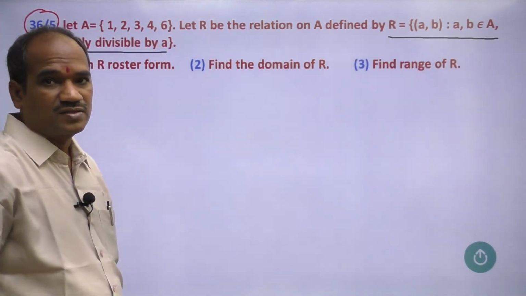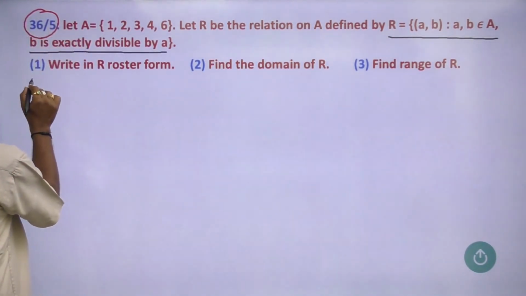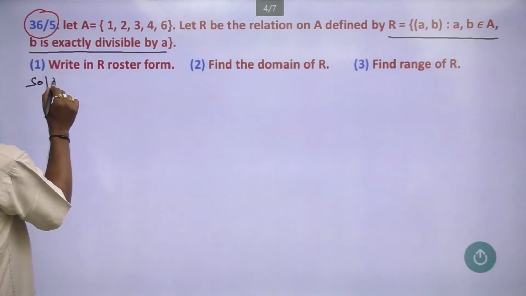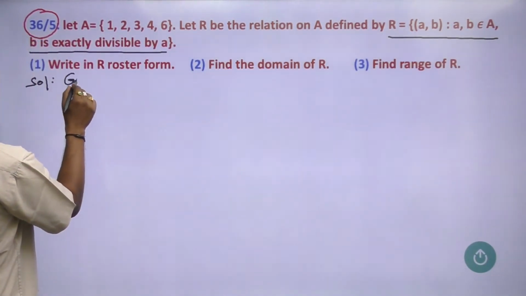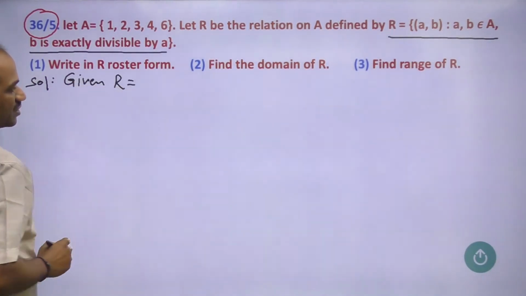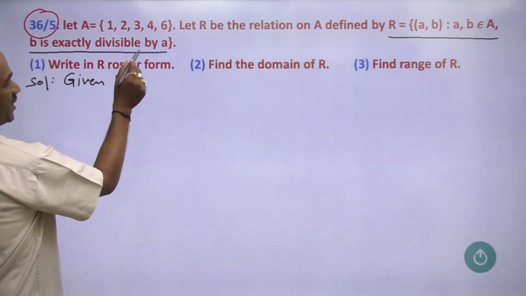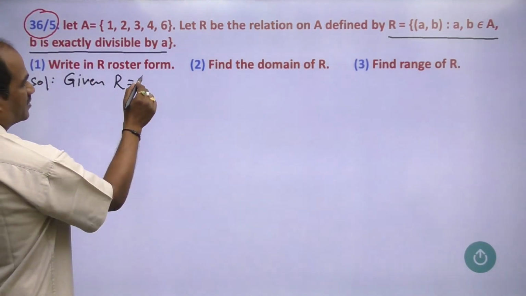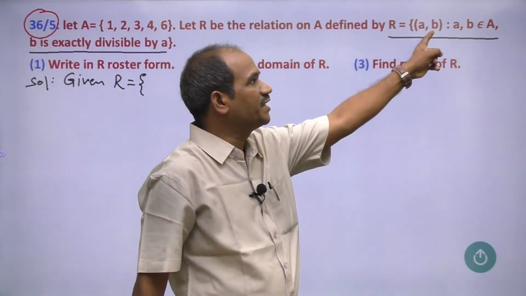Alright, first write the given relation. In this solution, R is equal to... The given condition is that b is exactly divisible by a, for the pair (a, b).